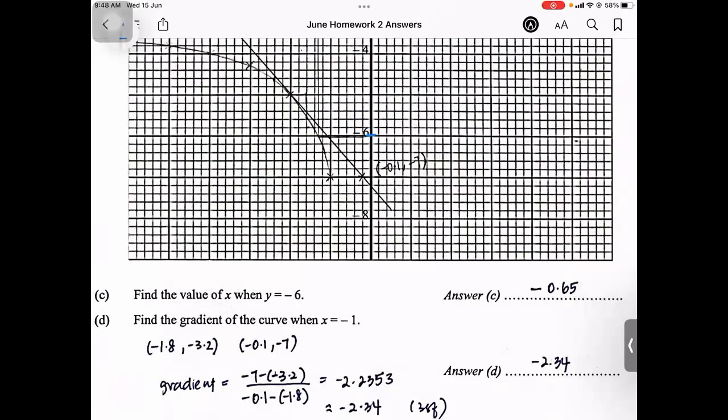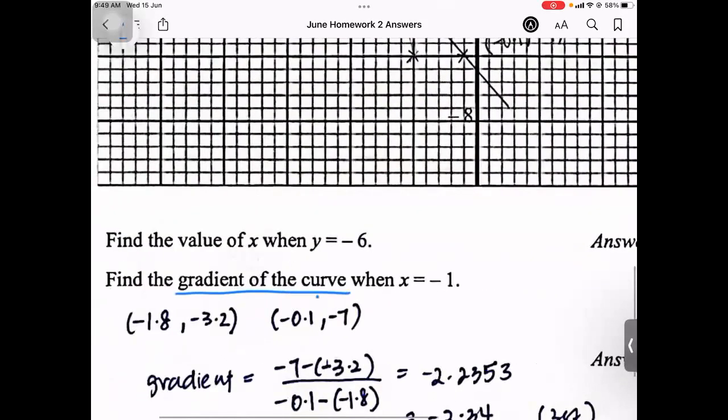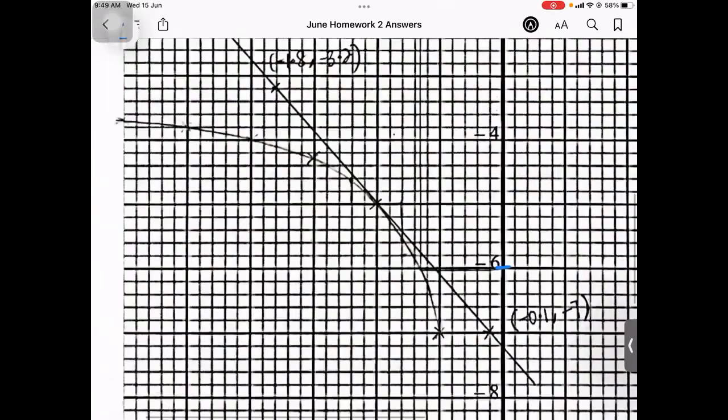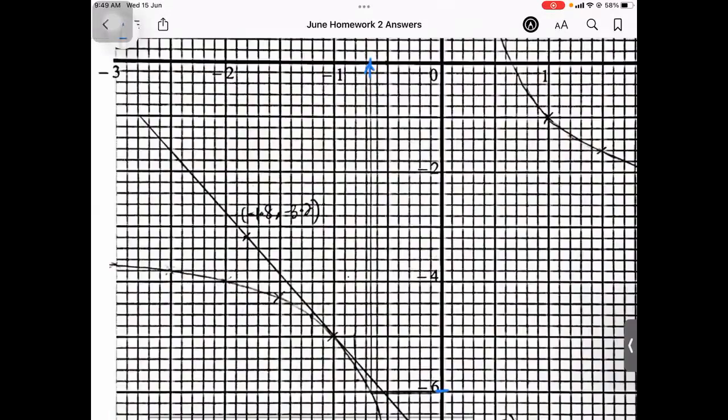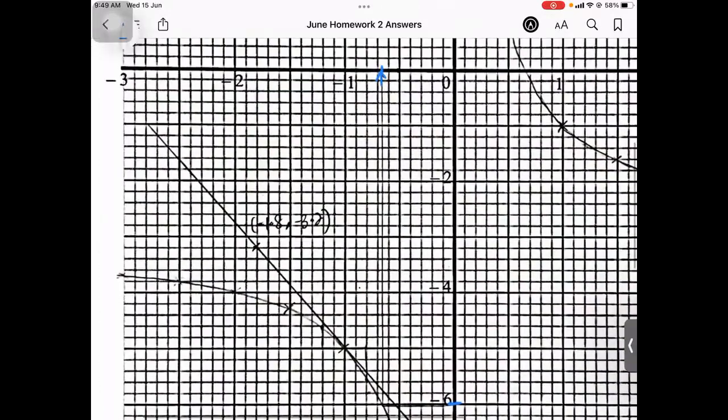Okay. Next one, very easy portion. Find the gradient of the curve. When you want to find the gradient of a curve, that means you need to draw a tangent line. Okay, need to draw a tangent line when x equals -1. So when x equals -1, this is my point over here. I need to draw a tangent line.